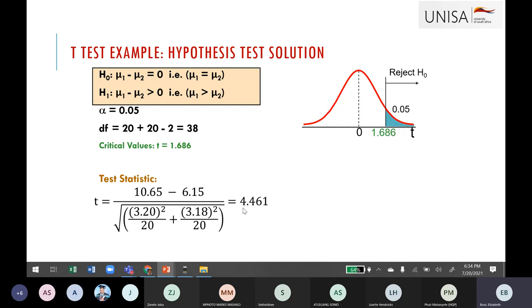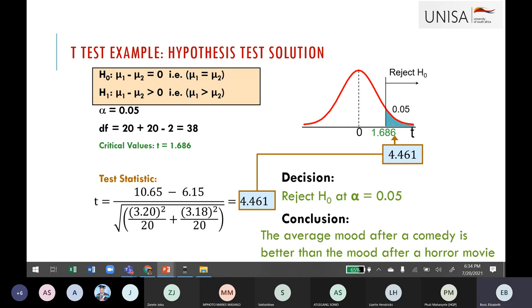So our t-statistic is 4.461, roughly 4.5. It falls in the blue shaded area, therefore we're going to reject the null hypothesis, because it falls in the rejection area. We can conclude that the average mood after the comedy is better than the mood after a horror movie. And that's how you make a decision.